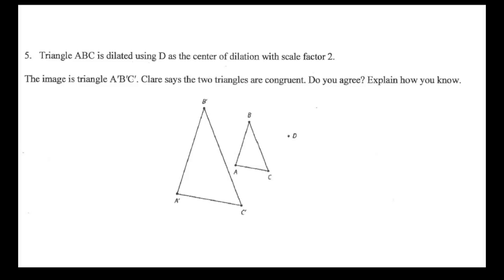Number 5. Triangle ABC is dilated using D as the center, scale factor of 2. The image is A prime, B prime, C prime. Claire says the two triangles are congruent. Do you agree? Explain how you know. So do we agree if these two triangles are congruent?